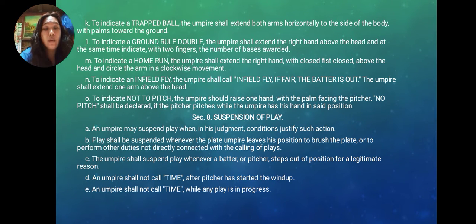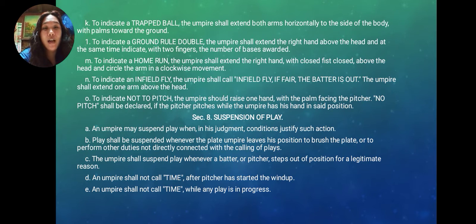So next, we will proceed to Section 8, the suspension of play. For letter A, an umpire may suspend play when, in his judgment, conditions justify such action. For letter B, play shall be suspended whenever the plate umpire leaves his position to brush the plate or to perform other duties not directly connected with the calling of plays.